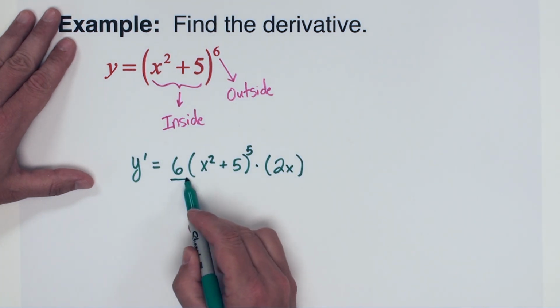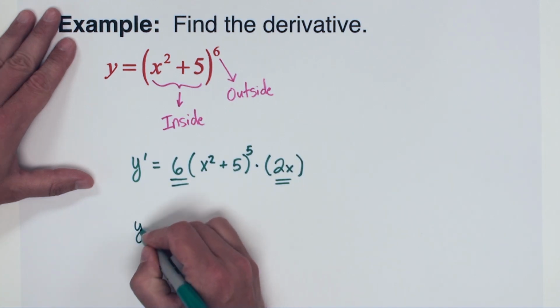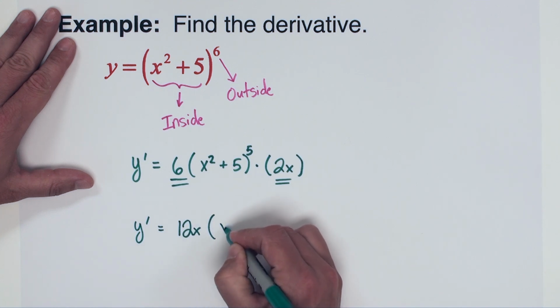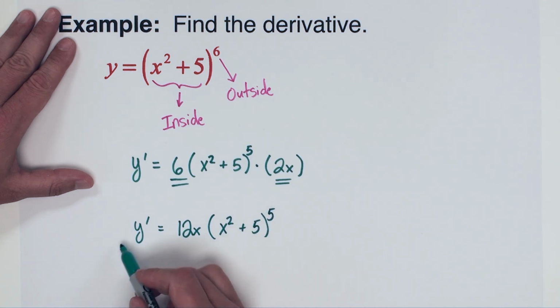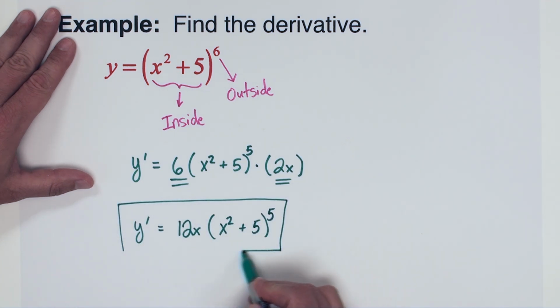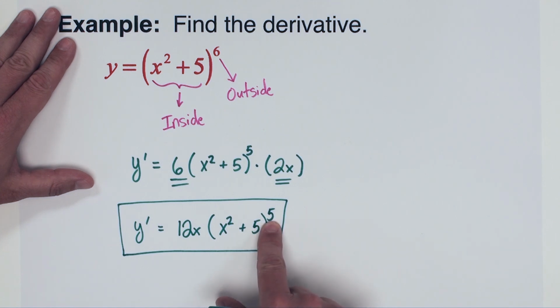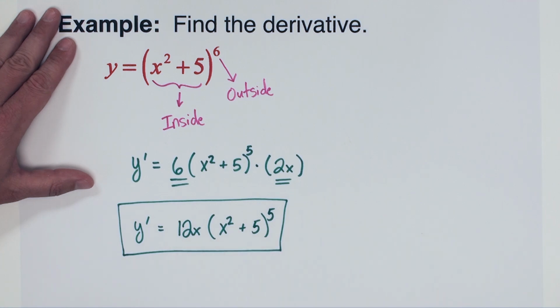I can do a little bit of algebra just to clean this up. I'm going to multiply these together. So my derivative y prime is equal to 12x times the quantity x squared plus 5 to the 5th power. And that's good enough. You definitely do not want to make the mistake of distributing that 12x inside, because the power would have to come first. And there's certainly no reason to expand that binomial to the 5th power. So we're just going to leave it exactly like that.